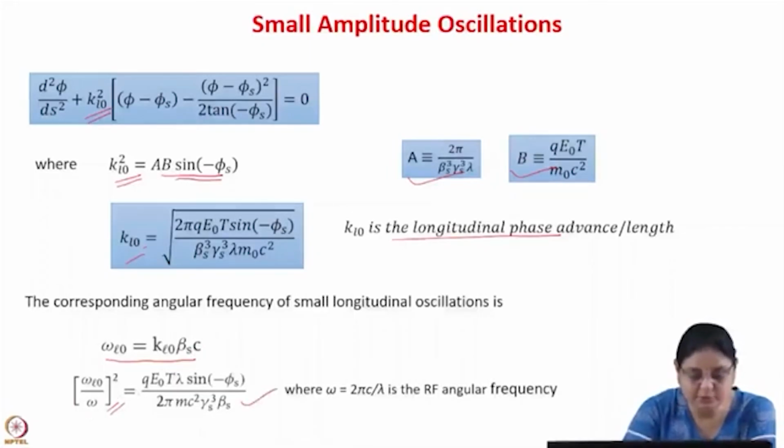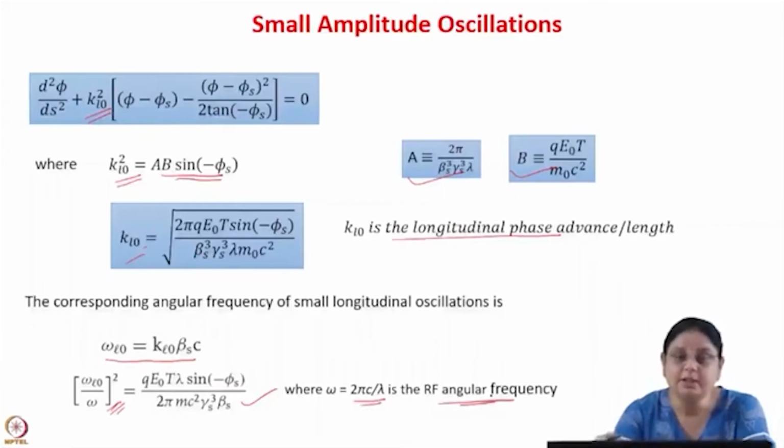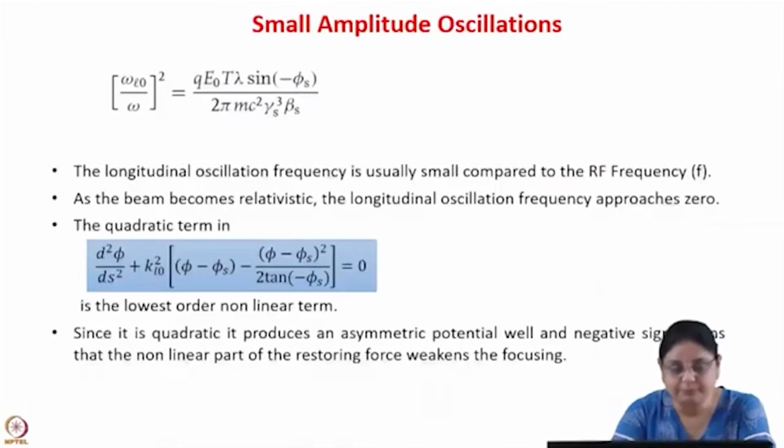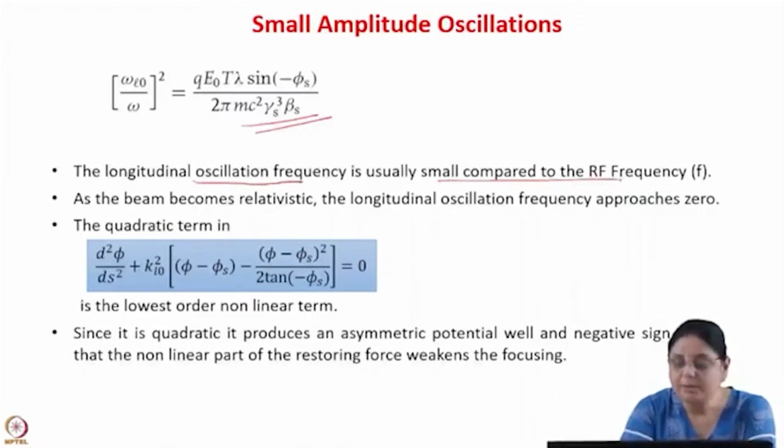Just substituting this and rearranging, we get this. Here omega is the RF frequency. So omega is equal to 2 pi c by lambda, the RF angular frequency at which the linac is operating. From this expression, we see that the longitudinal oscillation frequency is usually small compared to the RF frequency. So this frequency is quite small as compared to the frequency of the applied RF.